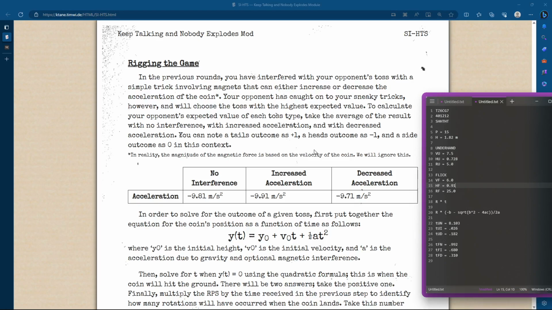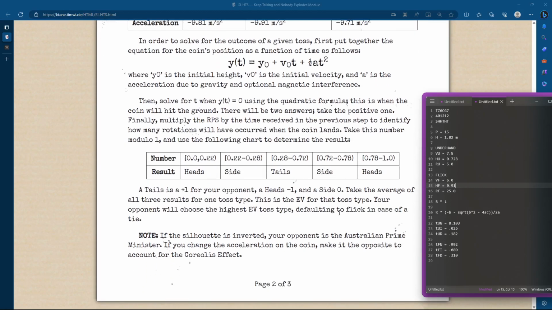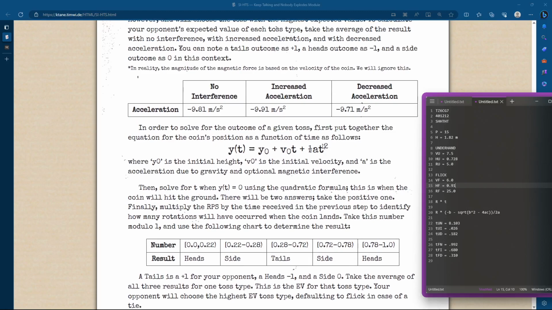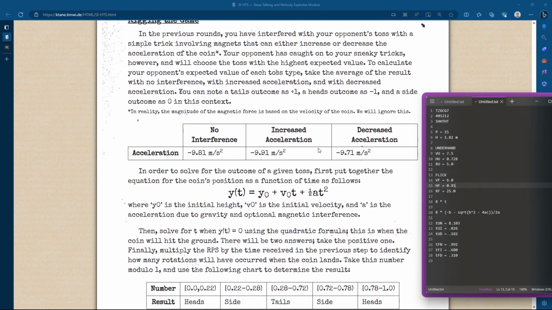So, using our knowledge of physics kinematics and knowledge of the amount of speed, the amount of acceleration the magnet adds, and knowing the quadratic formula, we can solve for how long that coin is in the air, and knowing the rotations per second, we can determine where it lands. I know, crazy.